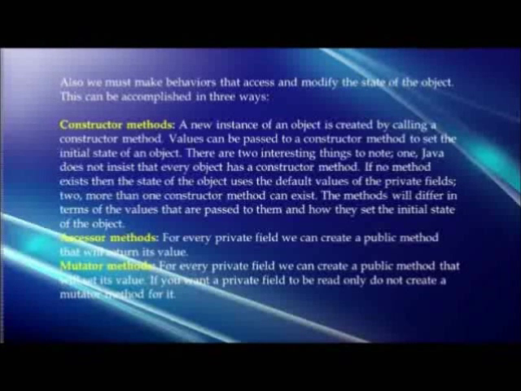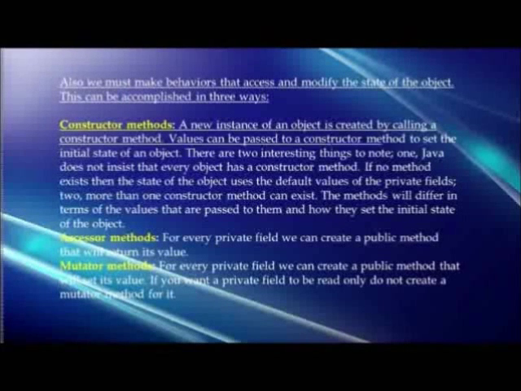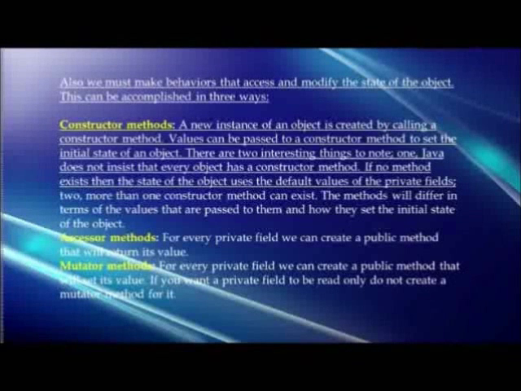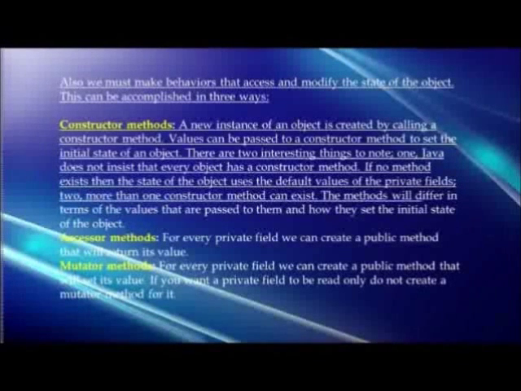There are two interesting things to note. 1. Java does not insist that every object has a constructor method. If no method exists, then the state of the object uses the default values of the private fields. 2. More than one constructor method can exist. The methods will differ in terms of the values that are passed to them and how they set the initial state of the object. Accessor methods.